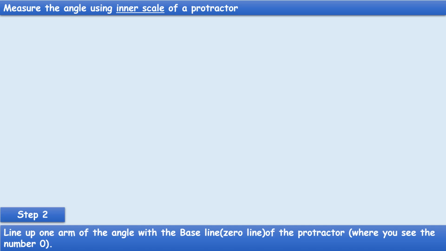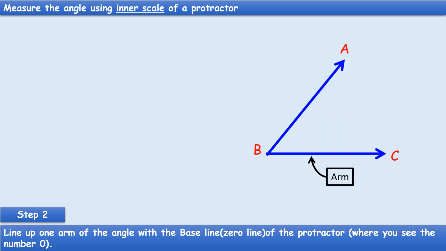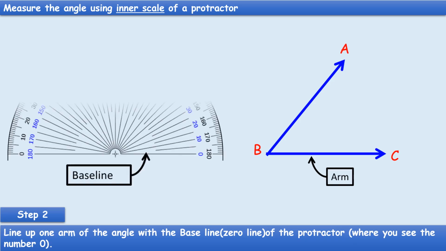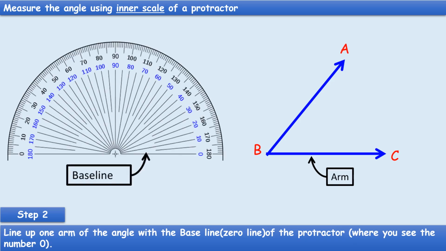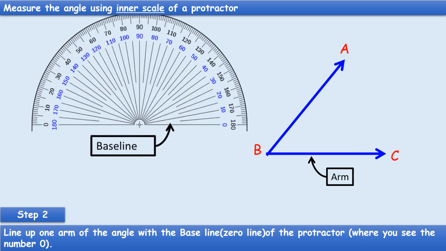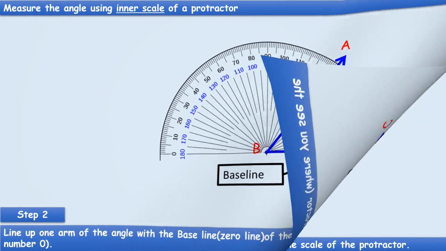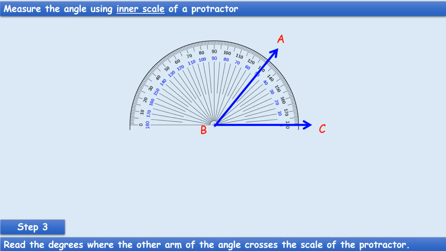Now, adjust the protractor in such a way that the baseline coincides with the arm of the angle. Here, the baseline coincides with the arm BC. Always remember to check the scale where the baseline arm points to 0 degree.